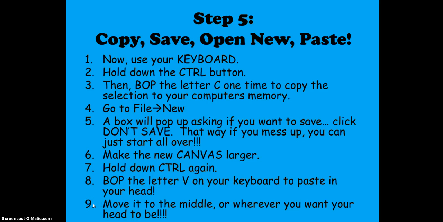Next, we're going to copy your face. We're going to save your original picture, open a new one, and put your face in it. So we're going to use our keyboard and some shortcut keys. You're going to hold the Control button down and bop the letter C, which will copy your selection of your face into the computer's memory. Then we're going to click File, New. A box will pop up asking if you want to save. Click Don't Save. That way if you mess up on your picture, you can always just start all over again.